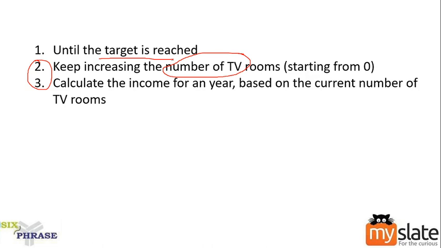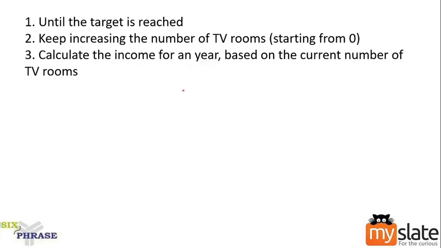So here, target reached is easy. You need to calculate income. The number of TVs is increasing linearly. But how will I calculate income for a year? That is an important point. You are not calculating income for just one day. For one day it was easy, guys. But when I speak about an entire year, it is going to be a little different. Clear?